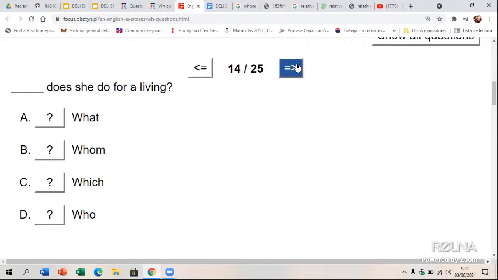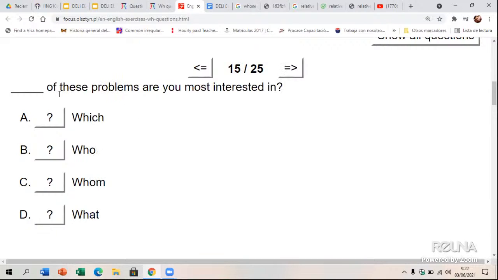What else? Which of these problems are you most interested in? Here there is a choice. Which, who, whom, what?